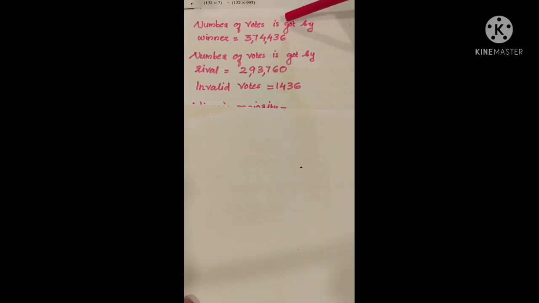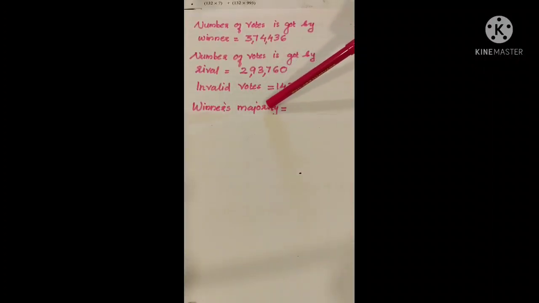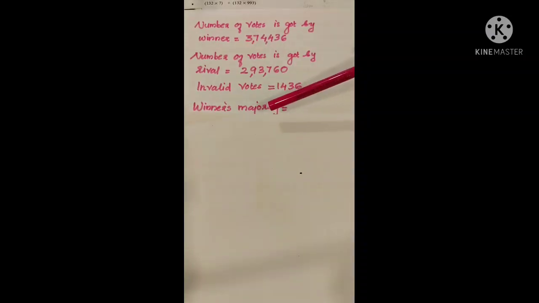Here the number of votes got by the winner is equal to 3,74,436. Then the number of votes got by the rival is equal to 2,93,760. Then the invalid vote is equal to 1,436. First we have to find out the winner's majority. How will you calculate the winner's majority? Yes, by taking the difference of the number of votes got by the winner and the number of votes got by the rival.